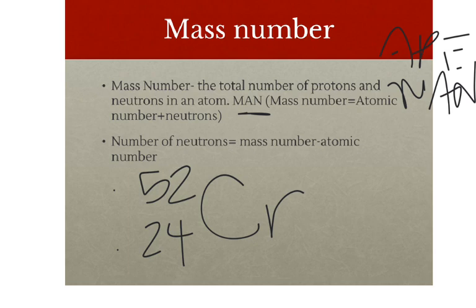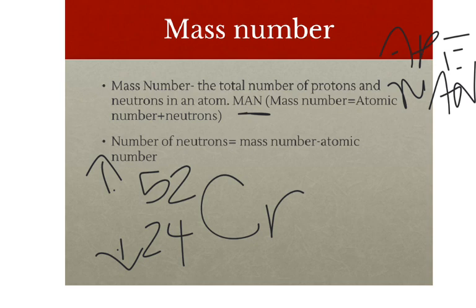Okay, so superscript is at the top. The subscript is at the bottom. So I'll state it again. Your mass number is at the top. Your atomic number is at the bottom. So this is telling me that chromium has a mass number of 52, an atomic number of 24. So you can determine the number of neutrons by subtracting 24 from 52.